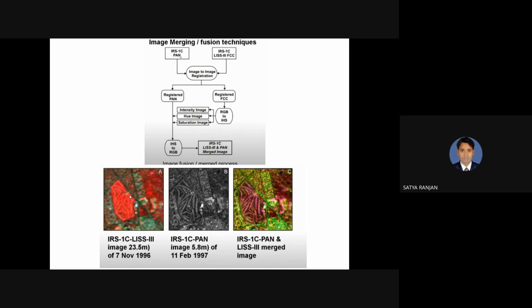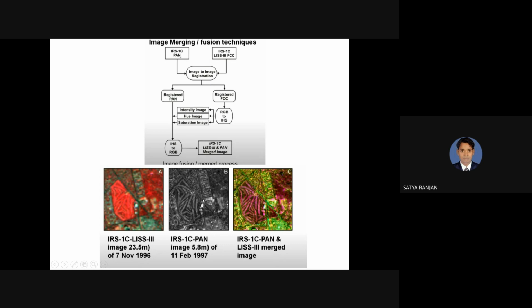So that is the technique called fusion technique. We can get the high resolution satellite image with color information. So in the fusion technique, we get the color image with high resolution data. Here the LISS-3 image has the 23 meter low resolution data, and the panchromatic, that is a black and white image, has 5.8 meter, that is high resolution satellite image.